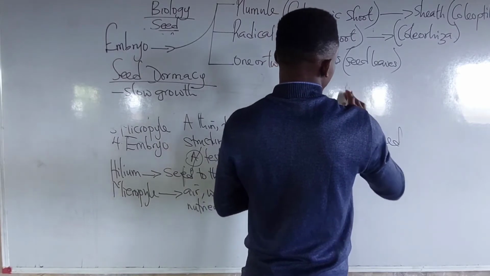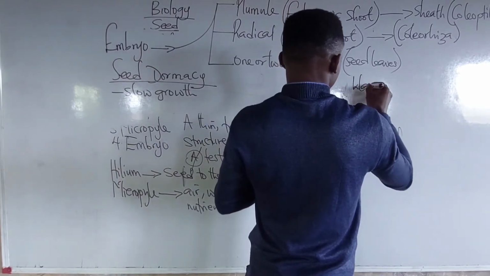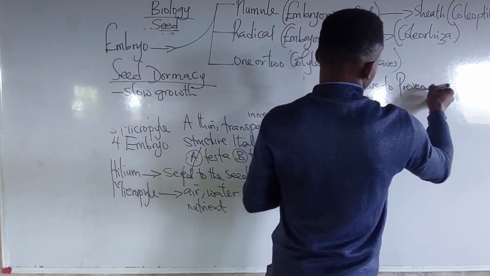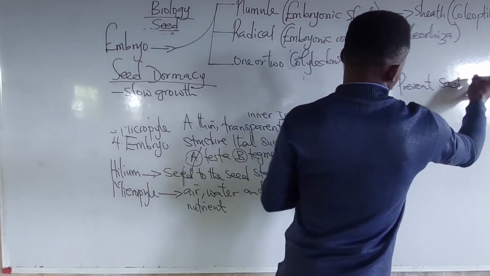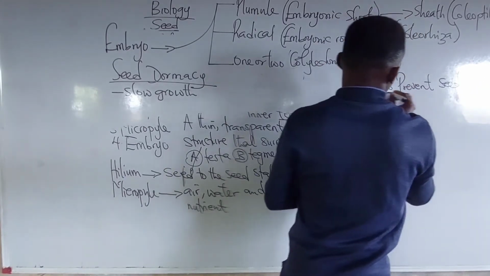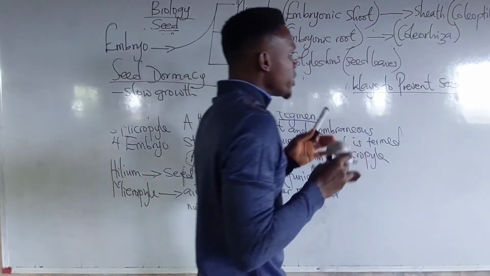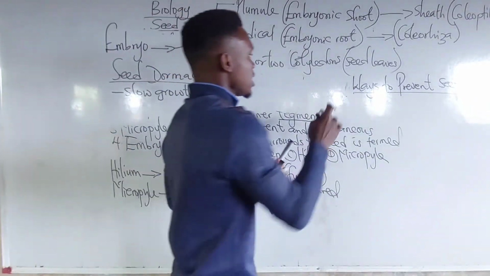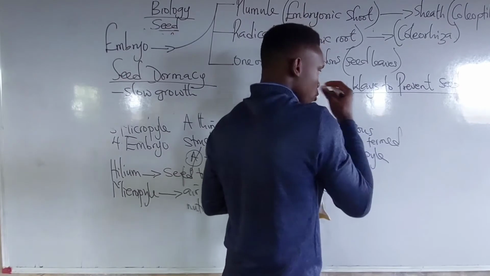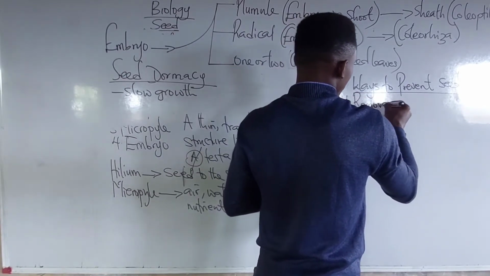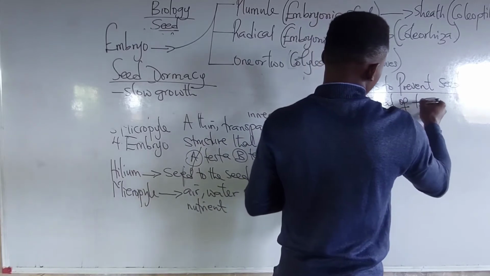Ways to prevent seed dormancy. Now, in what ways can we actually prevent seed dormancy? Number one, we can prevent seed dormancy by removing the tester. Removal of what? Tester.